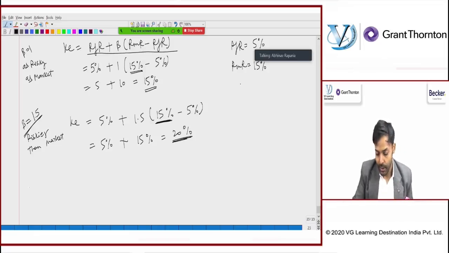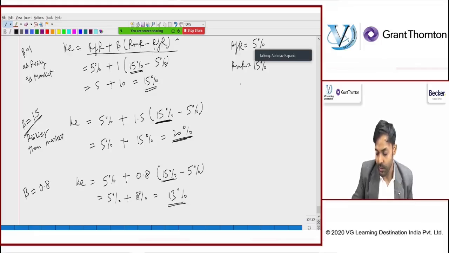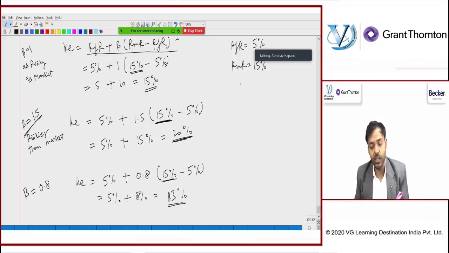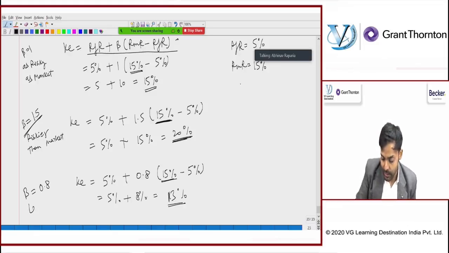Let's say the third example, where beta is less than 1. Say for example, it is 0.8. Now let's put the same figures here: 5%, same formula, plus 0.8 times (15% minus 5%). So 5% plus 8% is going to be 13%. Here the market is growing 15%, but you're just growing 13%. You're not growing as the market is growing. So here the risk is much lesser. In case the market is falling, you are falling less. So here it is less risky.